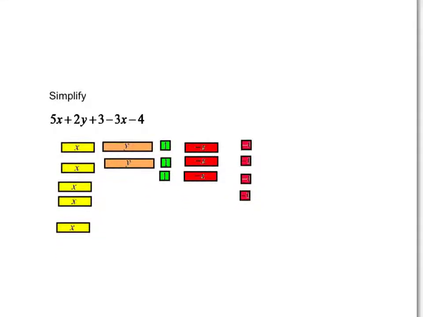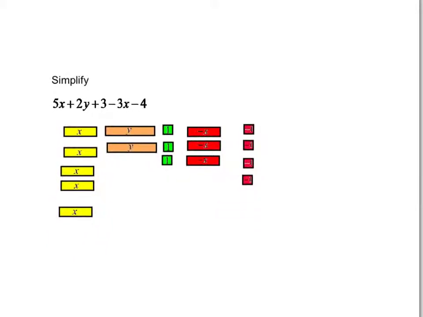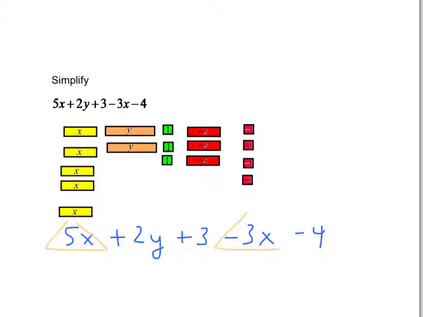So if this is 5x plus 2y plus 3 minus 3x minus 4, I can put triangles around the 5x. There's a negative 3x there. I'll put ovals around the 2y, nothing else there. And let me put rectangles around this. So you can see I've got 5x and negative 3x, so I've got 2 extra x's.